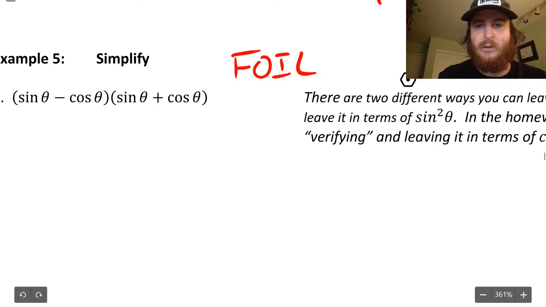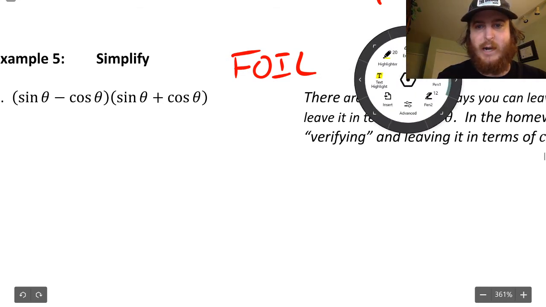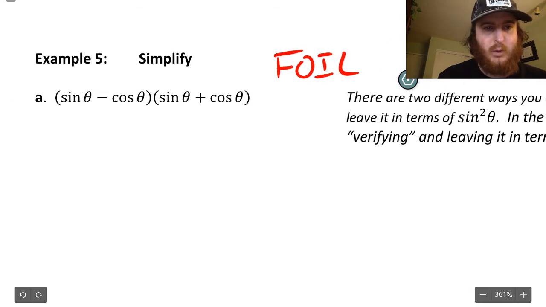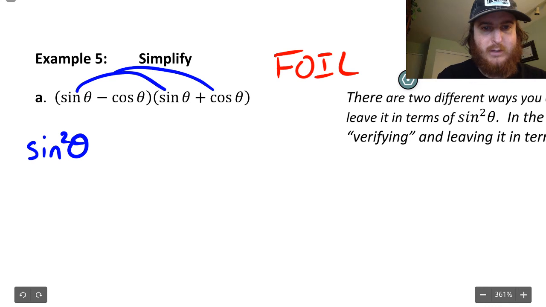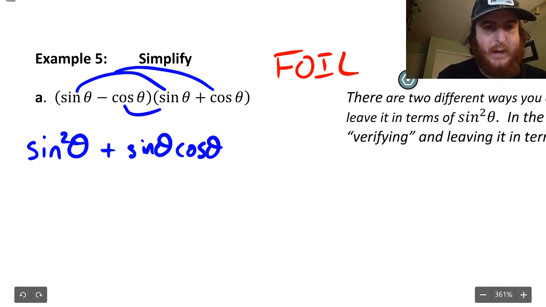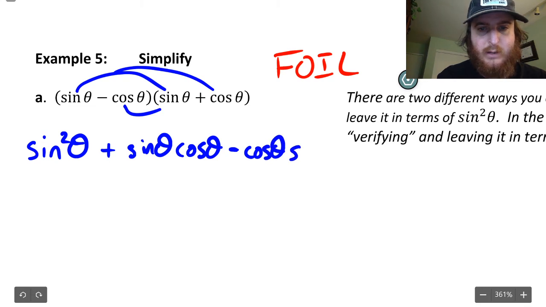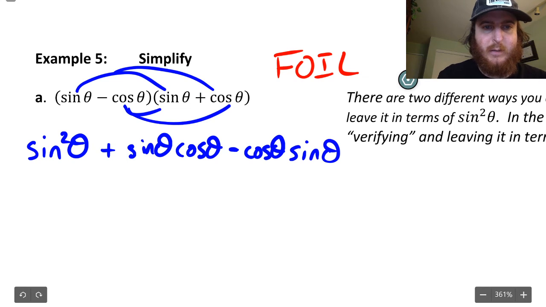Okay, so FOIL is first, outside, inside, last. So we multiply our first terms. Sine times sine is sine squared theta. Then outside, so plus sine theta times cosine theta. We just write it like that, sine theta, cosine theta. Then inside, there's a minus here, don't forget. So it's negative cosine theta times sine theta. And then last, cosine times cosine, but don't forget that negative.